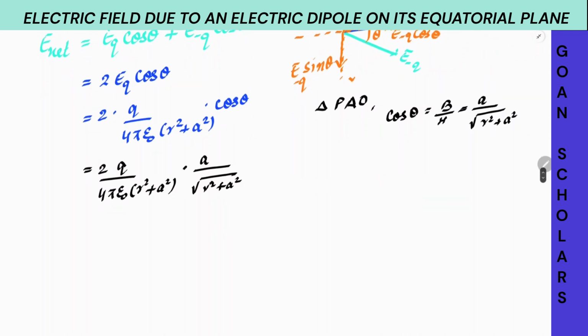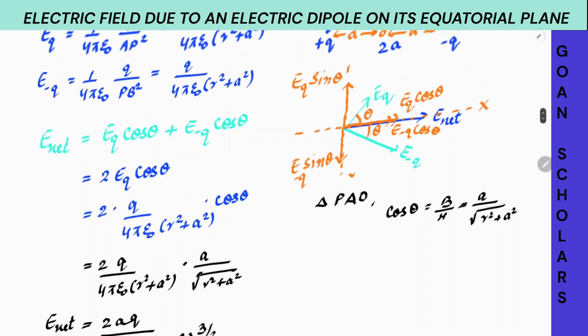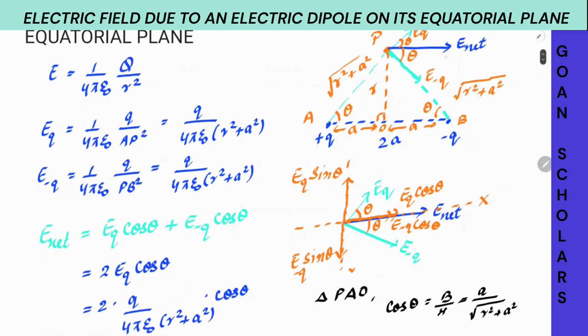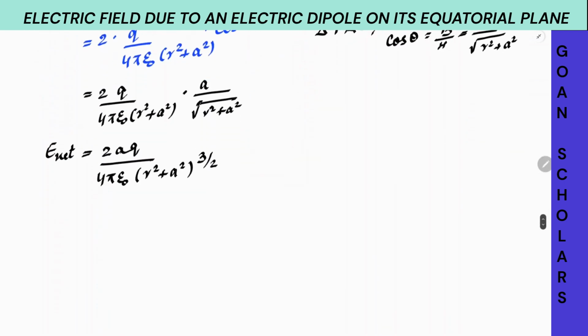And if you multiply this, now you can imagine that this root is nothing but power half here, and this is power 1. So powers add up when you multiply. So this will give you 2aq upon 4 pi epsilon naught, r square plus a square whole power 1 plus half, 3 by 2. This is the net electric field due to the dipole. But if you go back to the diagram, you can see that the electric field is pointing in this direction. And the dipole moment is always from negative to positive. Dipole moment for an electric field is from negative charge to positive charge.